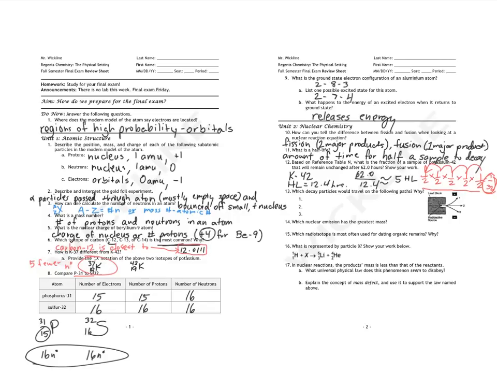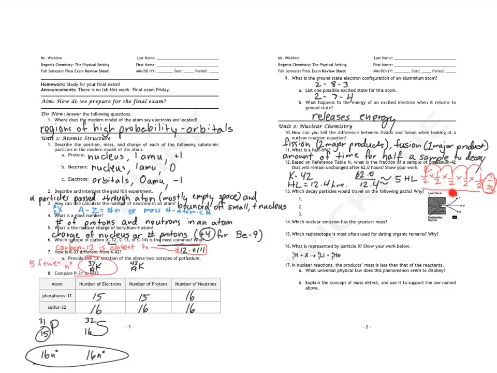So when nuclei change, we can describe their decay using half-lives, and we can also judge the charge of the particles that are exiting a nucleus by putting them through an electric field. So that's what's going on in this diagram.